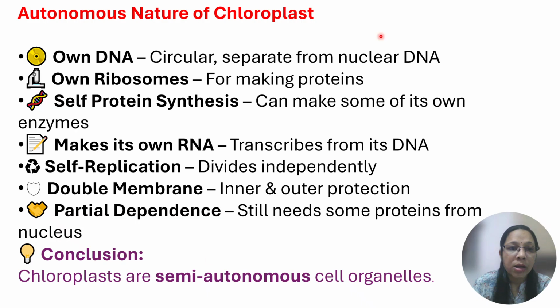Moving ahead. So as it contains own DNA, this plastid is also called as autonomous in function. That means it has own DNA, own ribosome. Therefore, it can make its own protein and it can divide, that is self-replicate on its own. See, the self-replication divides independently.